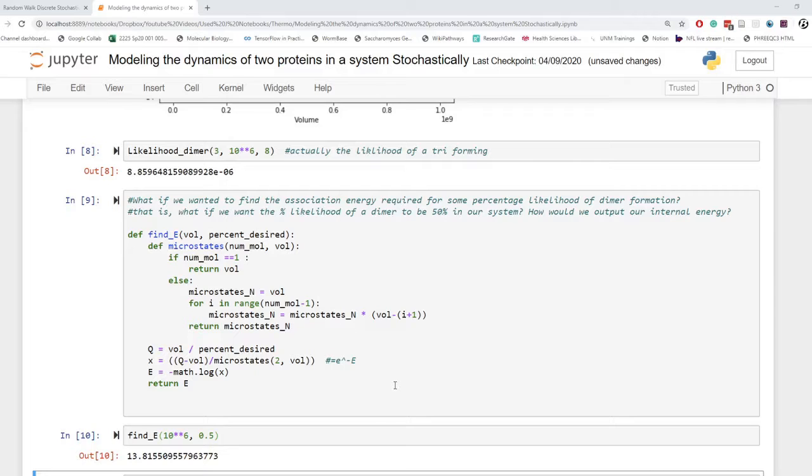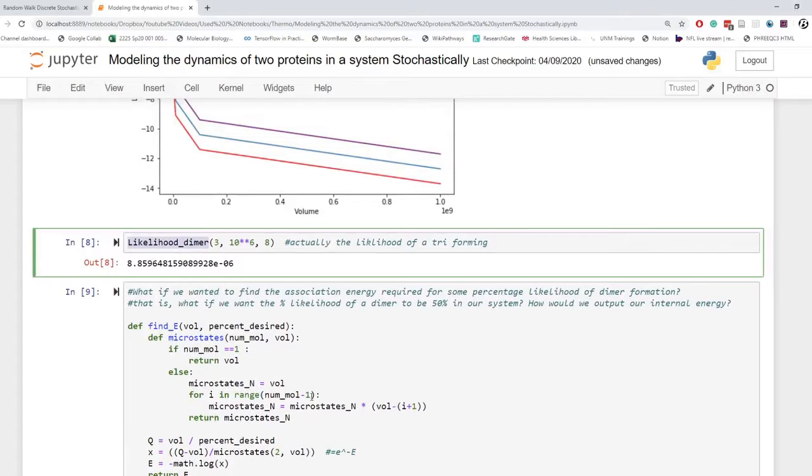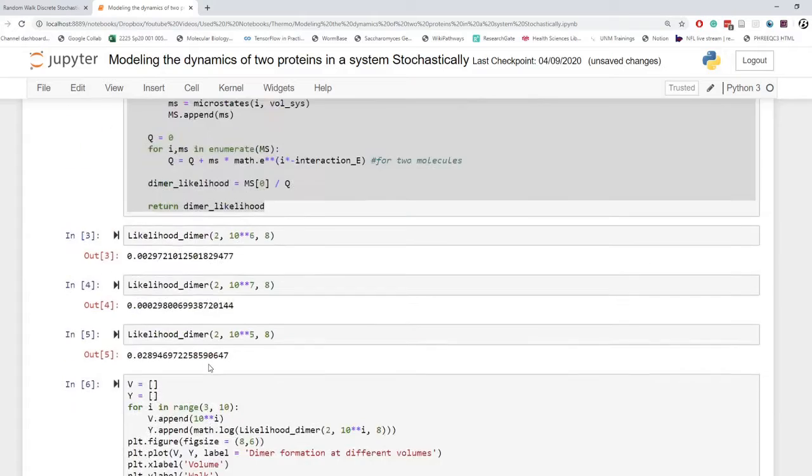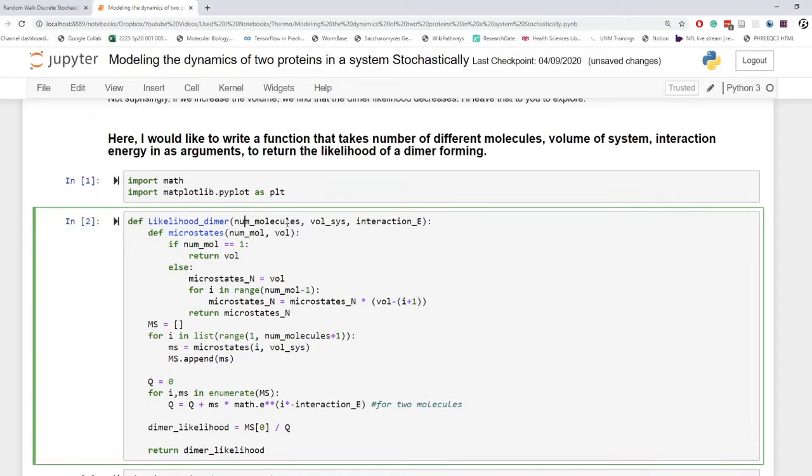Now, when I defined this likelihood of a dimer before, I assumed something that wasn't as rigorous as I probably should have mentioned. So, in this definition for the likelihood dimer, we had the number of molecules, the volume of the system, and the interaction energy. We didn't really define if the number of molecules were different or not, and if they're different, there's going to actually be a higher number of microstates.